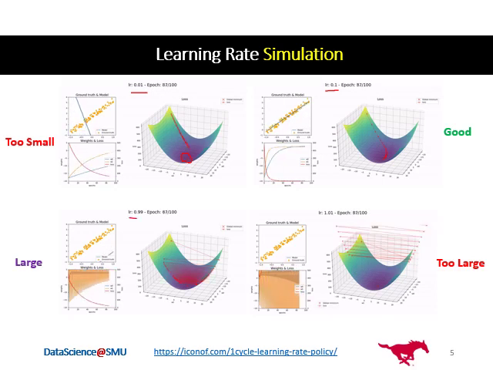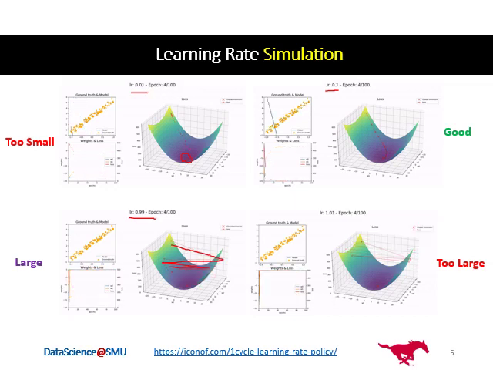In the third case, we have a very high learning rate of 0.99. And in this case, you can see that the algorithm is actually bouncing off the walls of the cost function before it eventually reaches the global minima. But it's taking many more iterations to do that.